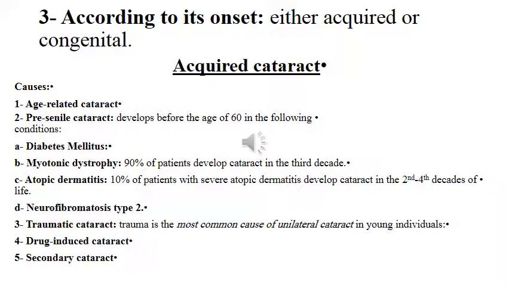Drug-induced cataract and secondary cataract are also important causes of acquired cataract. Drug-induced cataract is mostly related to steroid. And secondary cataract is a cataract that occurs due to an intraocular pathology. It's not like the presenile cataract where there is systemic pathology. Secondary cataract occurs due to intraocular pathology.